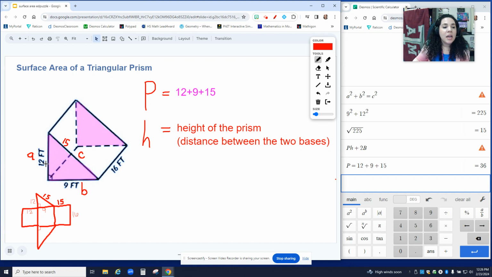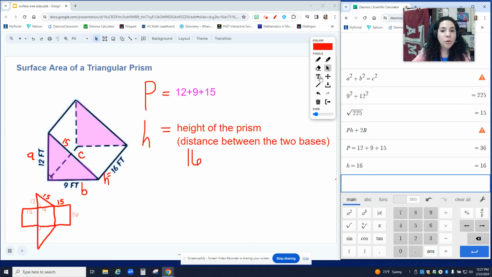That's the height. And in this case, if the triangle is laying flat on one of the rectangular faces, the height is the distance between the two triangles. So how far apart are they? And in this case, the height of the prism is 16 feet. Okay, so I'm going to plug that into my formula. So our h is equal to 16, and capital B stands for the area of the base.